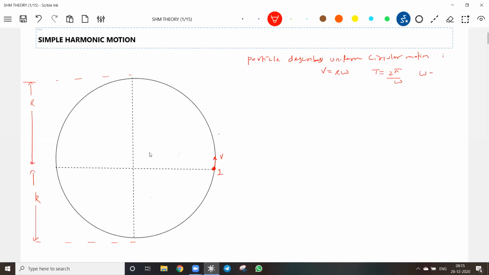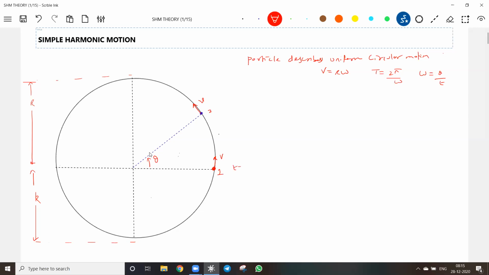And what is omega in fact? As it is constant, can we write omega as theta by t? Angular velocity equals angular displacement by time taken. After some time, the particle will be available here. So in that interval of time, it will cover an angular displacement theta.